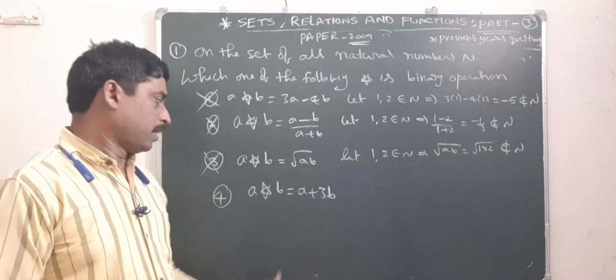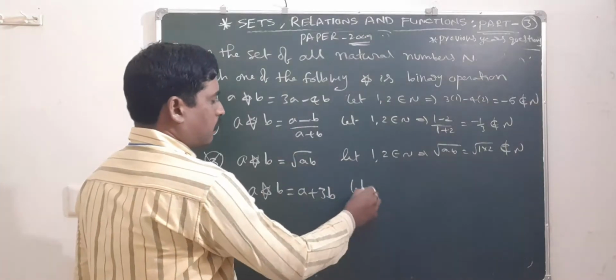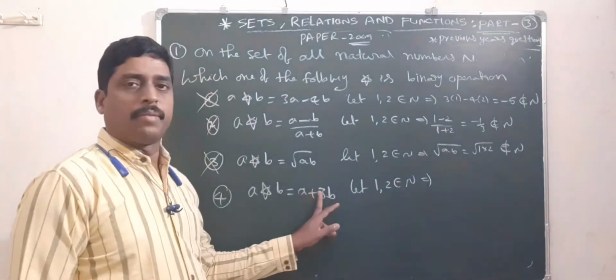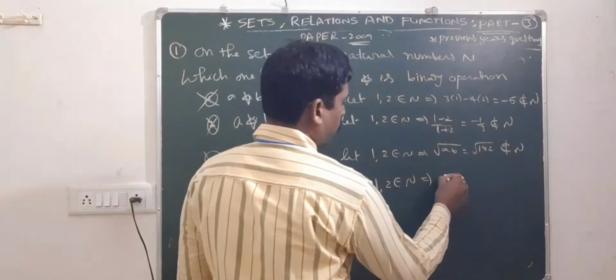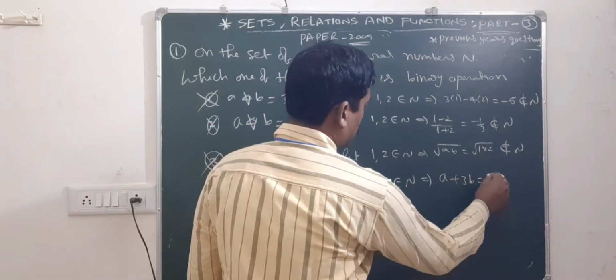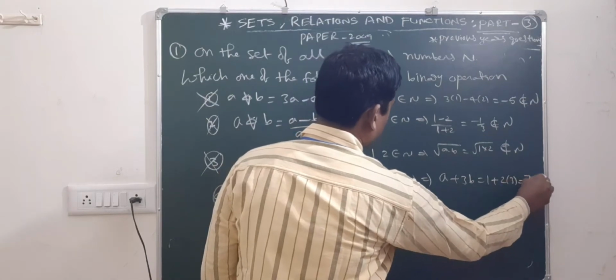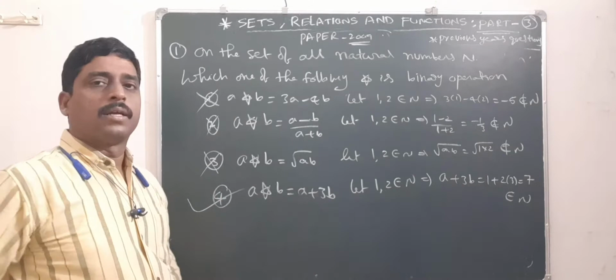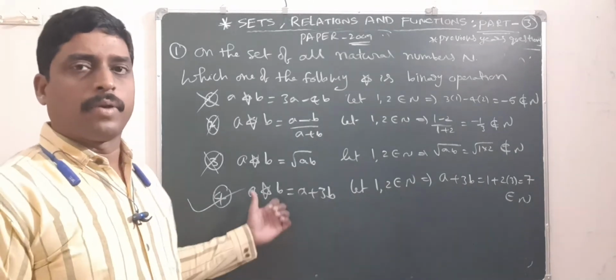Now go to the next option. Let us take 1 comma 2 belongs to N. Now we have to find a plus 3b. This is equal to 1 plus 2 into 3. This is equal to 7. 7 belongs to natural numbers. So option 4 is a binary operation.